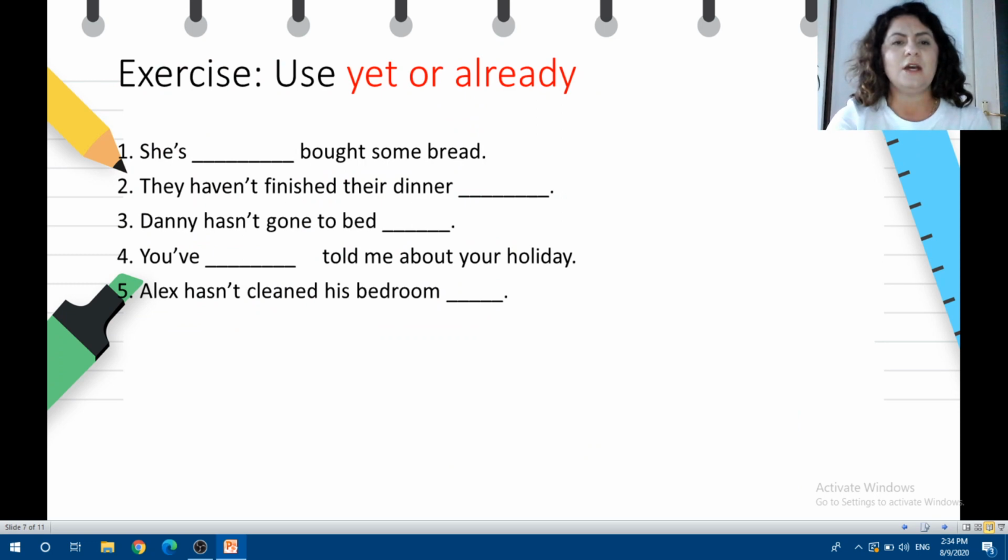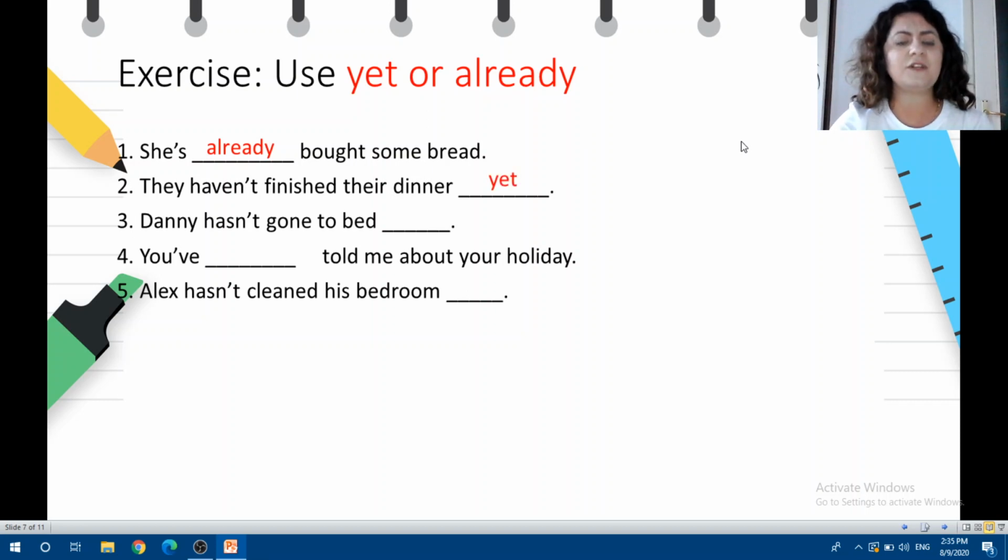Okay. Once again, pause the presentation, write the examples of the following activity, and do the activity individually. Use in the gaps yet or already. Let's check the answers. She has already bought some bread. We can see that already goes after has.